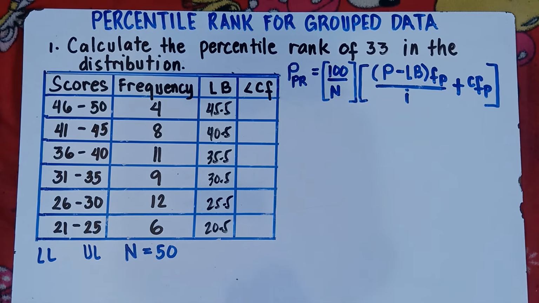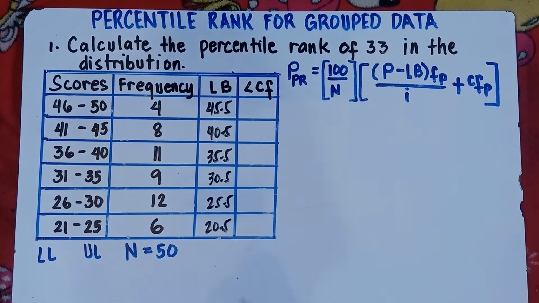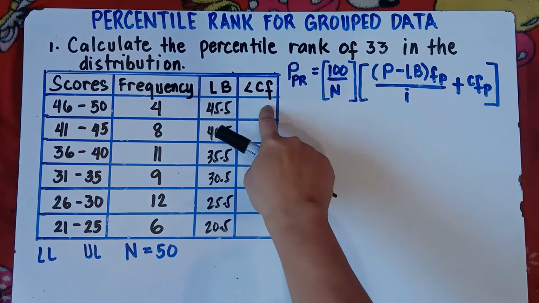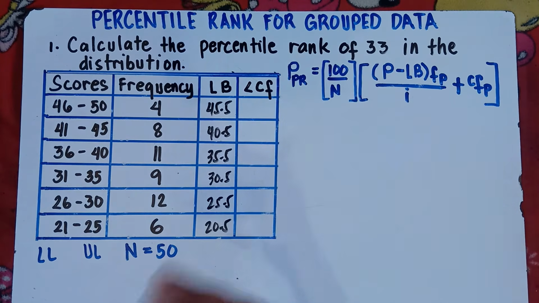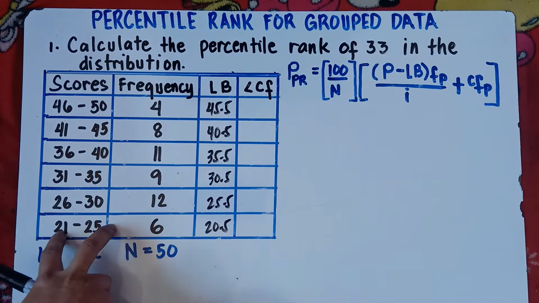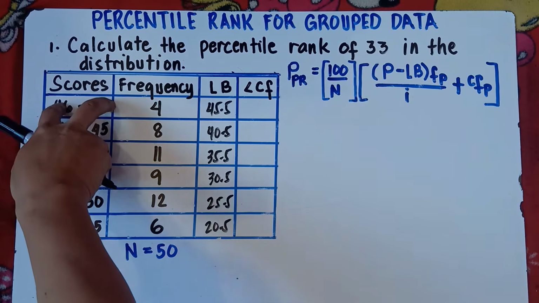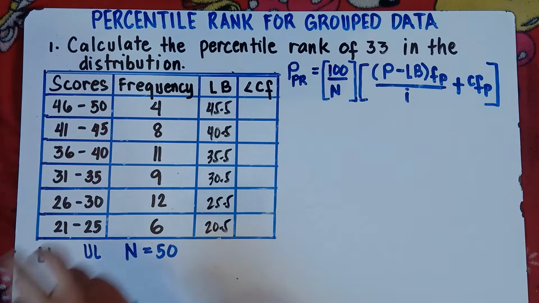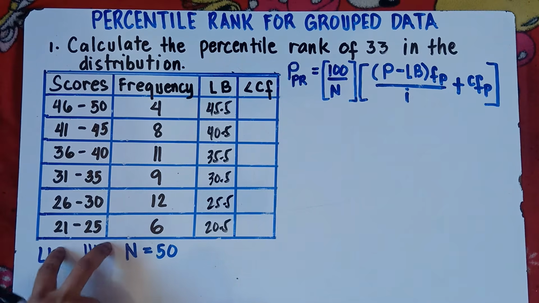Now, for less than cumulative frequency, you start at the lowest score. Once again, class, always remember this one. For less than cumulative frequency, you always start at the lowest score. If your lowest score is on the top, you put it on the top. Going down, you start at the top. Since our lowest scores are 21 to 25, we start at the bottom.